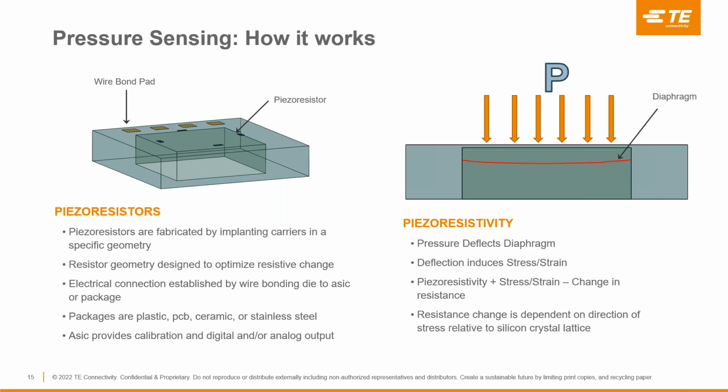On the right side, you can see that when pressure is applied and deflects the diaphragm, it induces stress or strain. And the stress or strain causes a change in resistance output from the pressure die. The resistance change is dependent on the direction of the stress relative to the silicone structure and is proportional to the amount of stress.